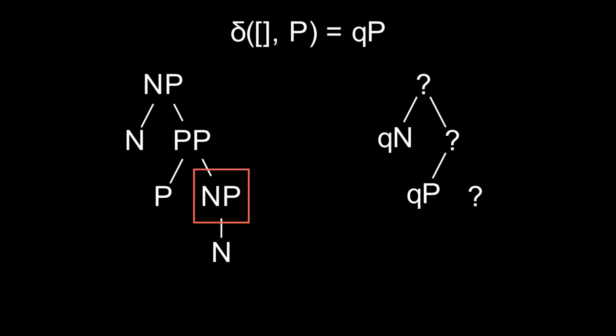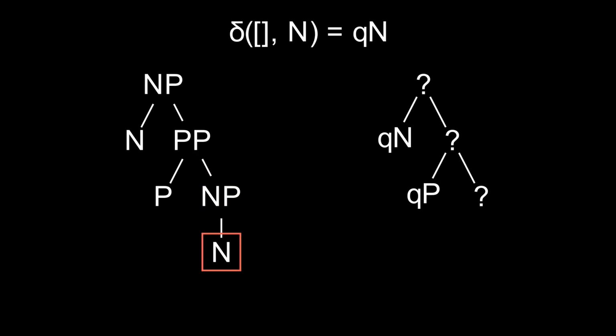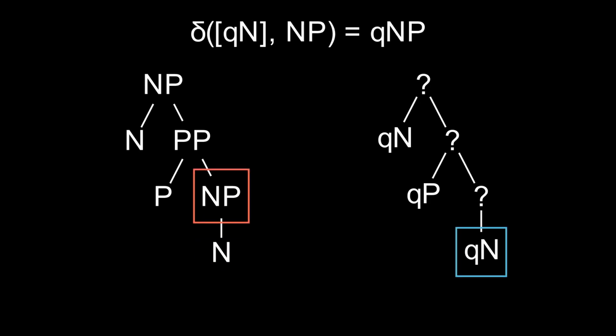We don't have its list of child states, so we need that first. Then we move to the other N node. We use the same transition rule that returns state QN when we read an N leaf. Now we can go back to its parent. There's a transition rule that takes state QN and the symbol NP and returns the state QNP.